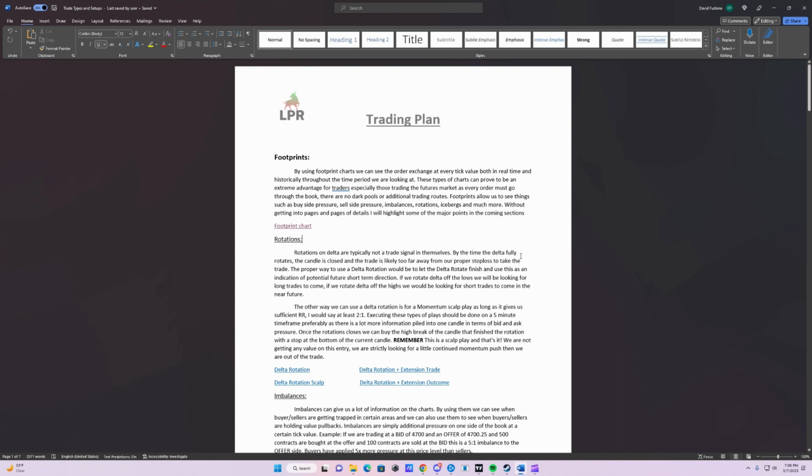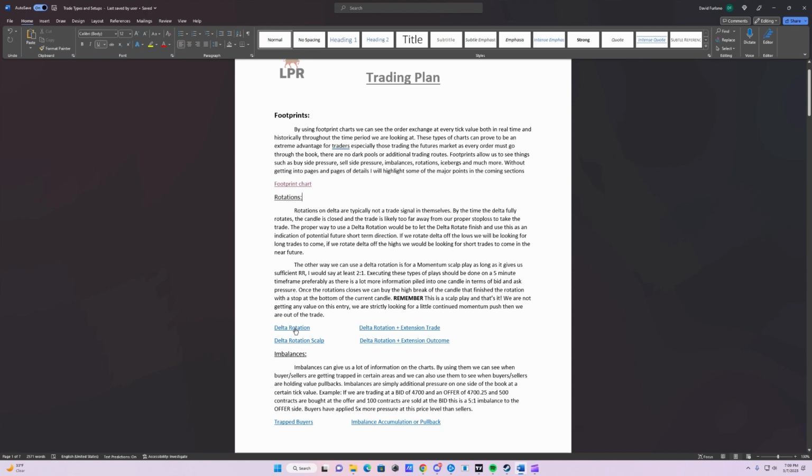The other way we can use delta rotations is for a momentum scalp play, as long as it gives us sufficient RR. I would say at least 2 to 1. Executing these types of plays should be done on a 5-minute time frame, preferably, as there's a lot more information piled into one candle in terms of bid and ask pressure. Once the rotation closes, we can buy the high break of the candle that finishes the rotation with a stop at the bottom of the current candle. Remember, this is a scalp play, and that's it. We're not getting in any sort of value entry on this trade. We're strictly looking for a little continued momentum push, and we're out of the trade.